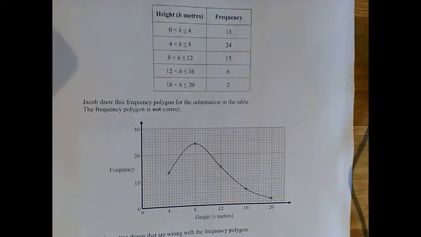Okay, question 4. The table shows information about the heights of 60 trees. Jacob drew this frequency polygon for the information in the table. The frequency polygon is not correct. Write down 2 things that are wrong with the frequency polygon.